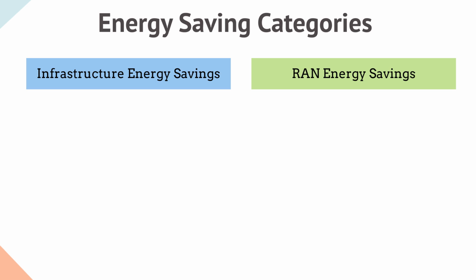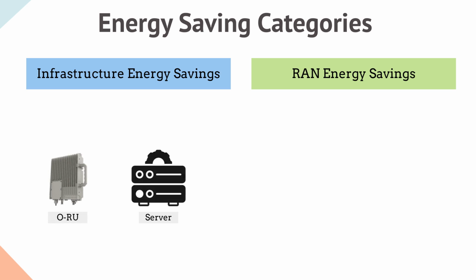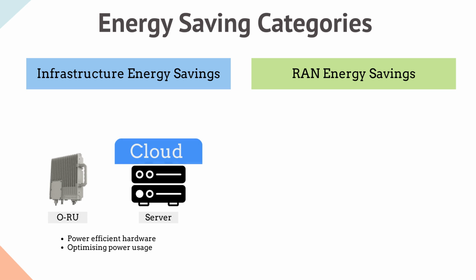In the infrastructure savings, we will start with hardware components, such as ORU and servers. The focus is on selecting power-efficient hardware components, optimizing power usage, and incorporating sleep modes to minimize energy consumption. On servers, we deploy the cloud layer, and energy savings are driven by the cloud software platform, dynamic workload management, and AI/ML-based optimization, which play key roles in reducing energy usage at the cloud layer.